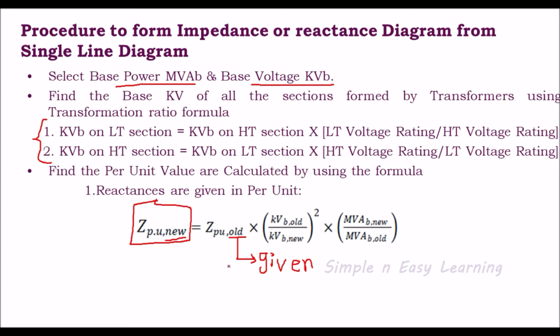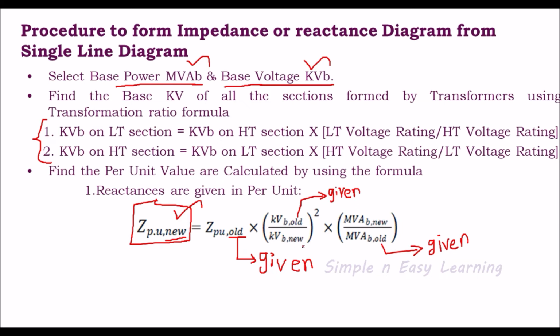from the old value. So the old value, that is the given value, we need to substitute over here. Similarly kVB old is your given kV value. Similarly MVA old is a given value. So all given values we need to substitute over here, and the new value is the base value. In the first step itself we found the base power MVAB and base voltage kVB. So these are your new values. Two new values you will be having. You can substitute over here, and all three values are given. Easily you can find the Z per unit new. Old in the sense given, and new is the base value.